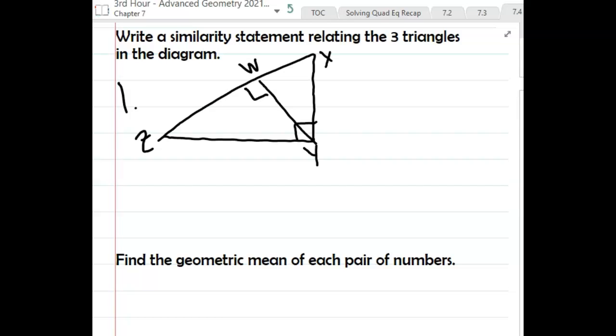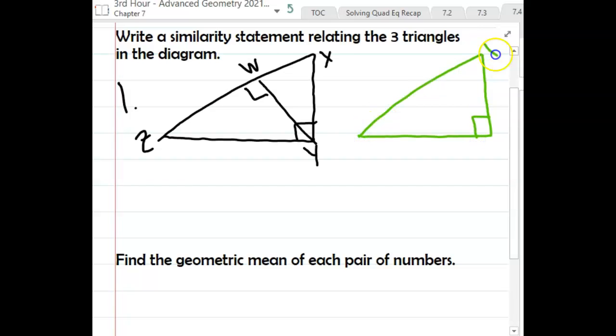So the first triangle should be easy. I mean, it's just that triangle X, Y, Z, exactly as you see it. X, Y, Z.